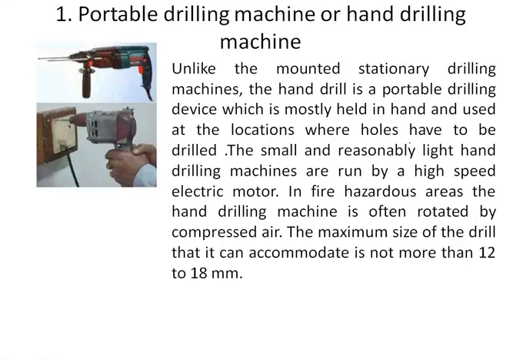Unlike the mounted stationary drilling machines, the hand drill is a portable drilling device which is mostly held in hand and used at the locations where holes have to be drilled. The small and reasonably light hand drilling machines are run by a high-speed electric motor. In fire hazard areas, the hand drilling machine is often rotated by compressed air.